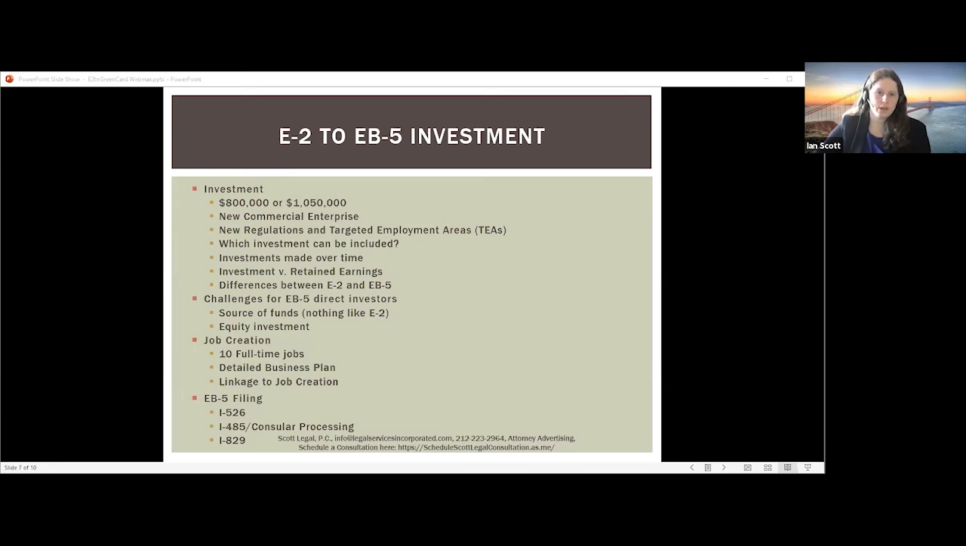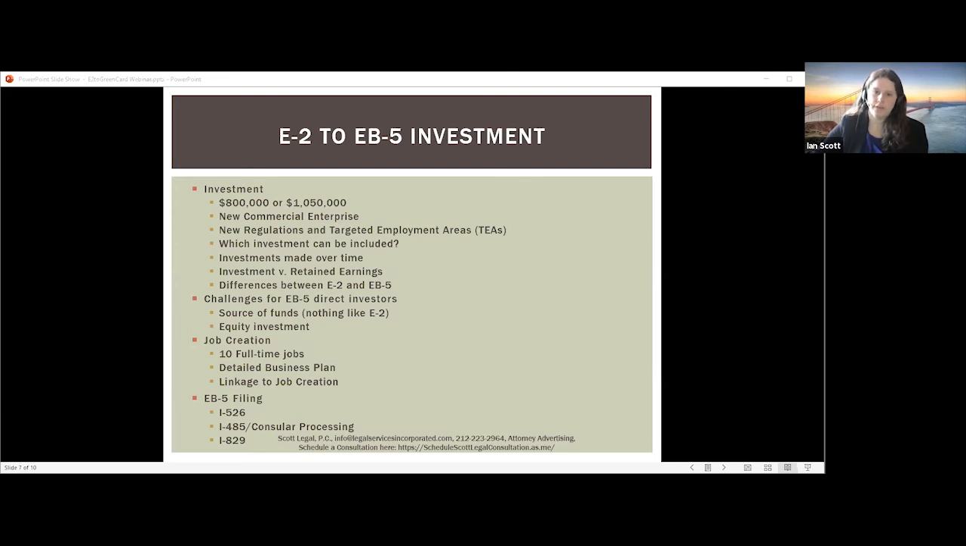So let's talk about the 10 full-time jobs. The business must create 10 full-time jobs. The jobs must be full-time and for US citizens or green card holders only. You need to provide a detailed business plan, which is credible and shows how you will create the 10 full-time jobs. And the investment must be linked to the job creation. For example, if you invest in a company, but the employees are already at the company, those employees don't count towards the job creation requirement for you.